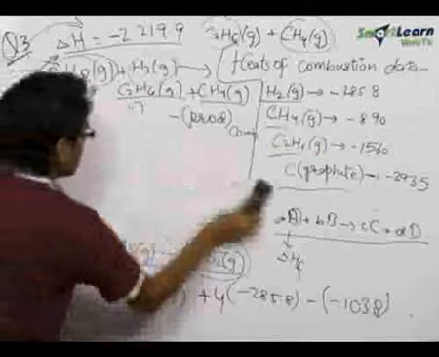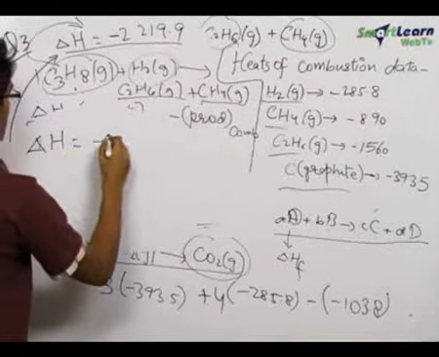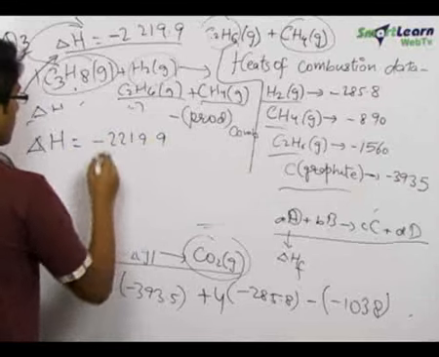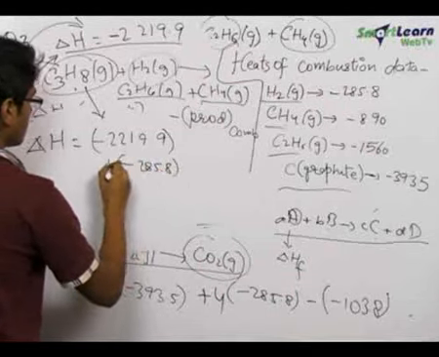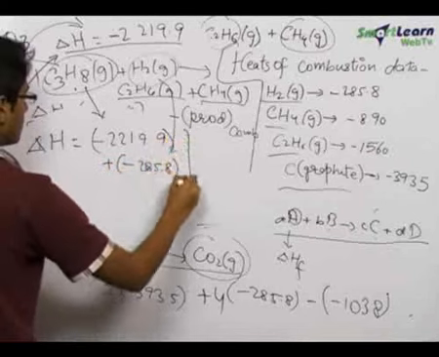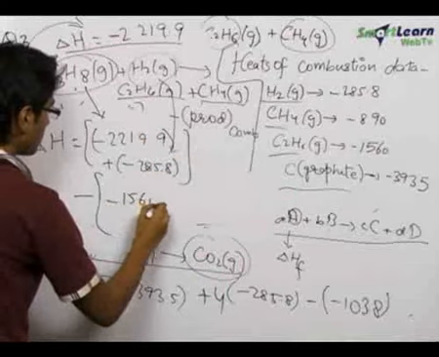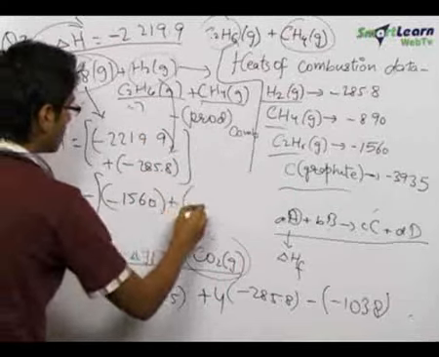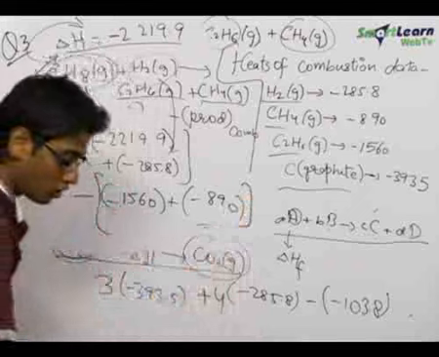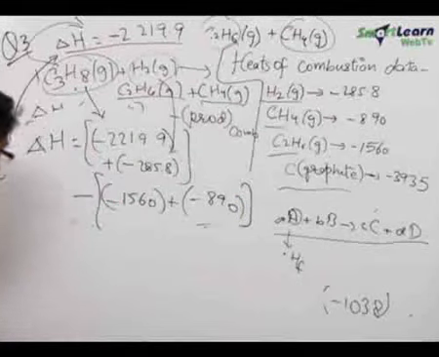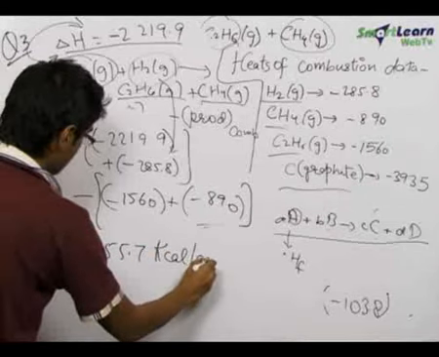Hence we rewrite this as: the delta H, or the enthalpy of this reaction, is minus 2219.9, which is this, minus 285.8, which is this whole minus the C2H6 part, which is minus 1560, plus the CH4 part, which is minus 890. On solving this entire thing, we get the final answer as minus 55.7 kilocalories per mole.